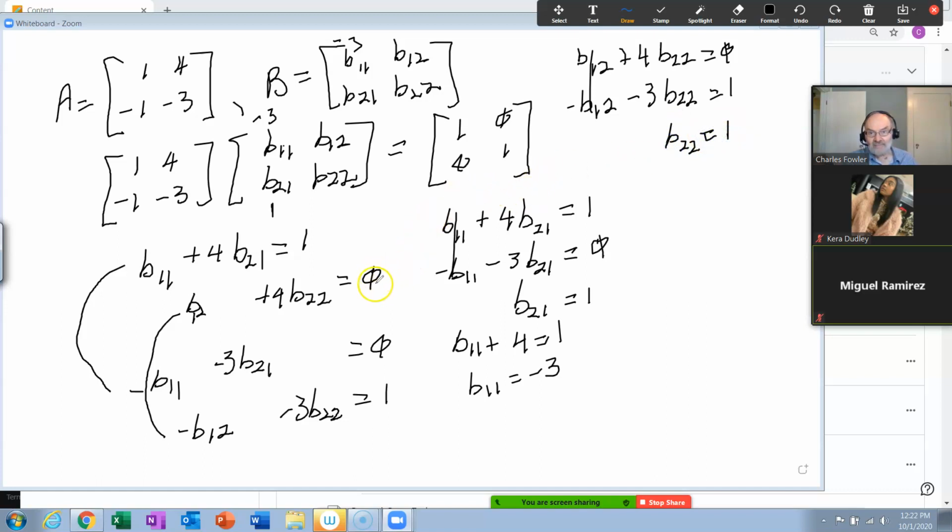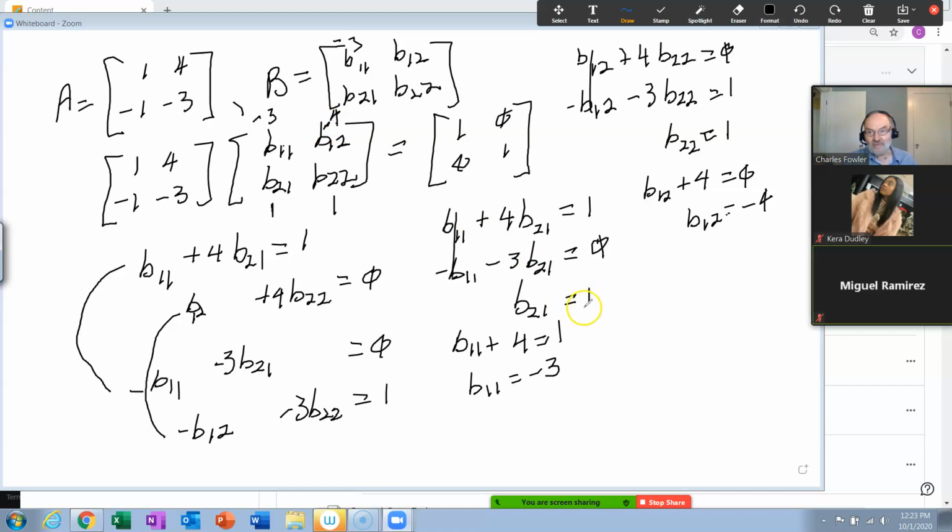Well, we got this now. This is equal to 1. And then let's plug that in here, and you get B12 plus 4 times B22, and B22 is 1, is equal to 0, and that gives us that B12 has to equal negative 4. So this B12 is negative 4.